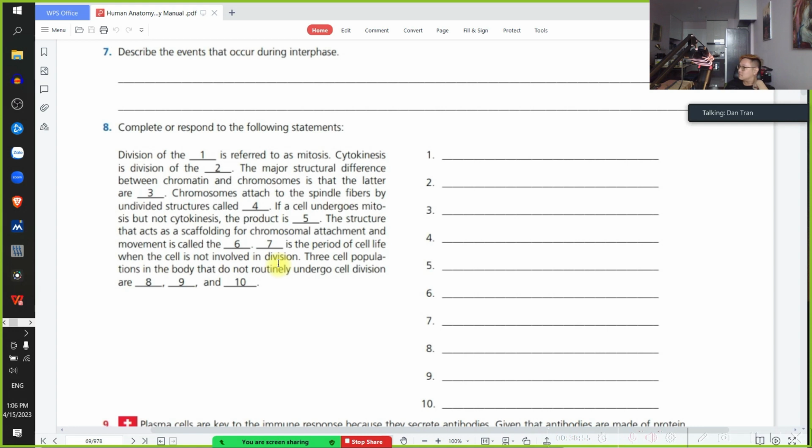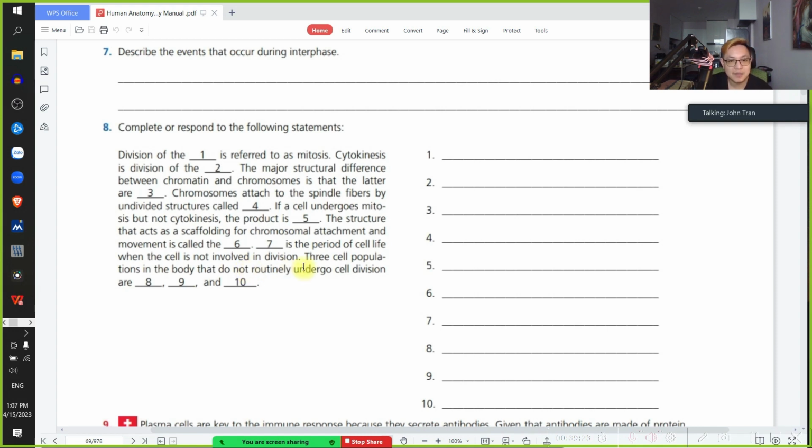Interface is not part of the mitosis. So that's when a cell is not involved in division, right? Yeah. Nó là lúc mà tế bào không tham gia vào chuyện phân chia, right? Yeah. Okay, what is number 7? What's the answer? Number 7, interface.